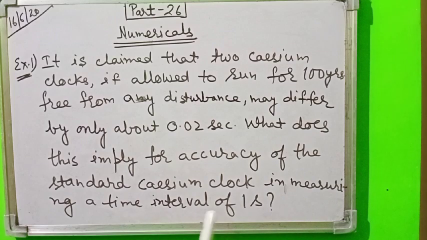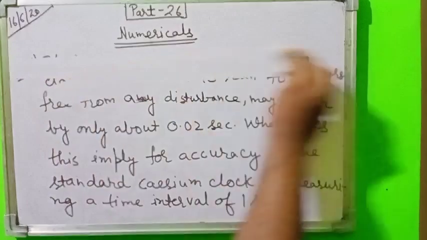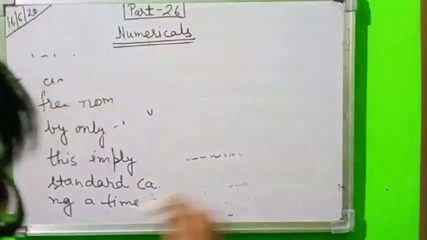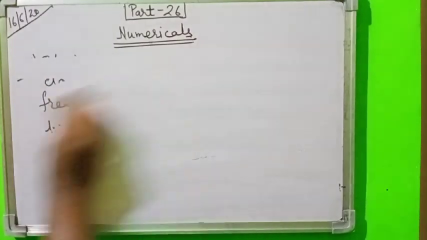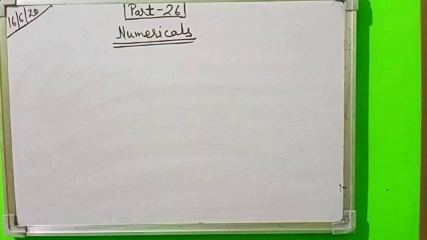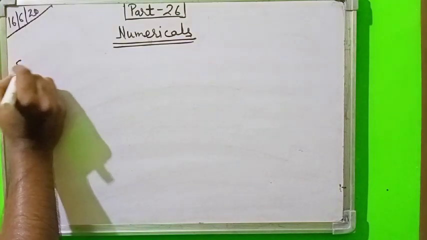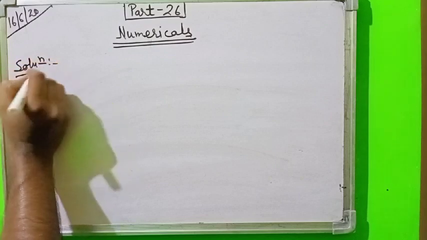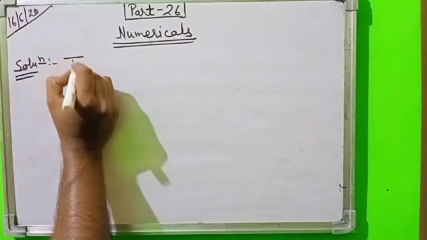The clock is measuring a time interval. If both the clocks are measuring a time interval of 1 second, then what does it imply about its accuracy? So we will solve this question in two ways. First, we will try to solve on the basis of significant figures, and after that we will solve it on the basis of error analysis. So look at here. Time interval of 100 years.